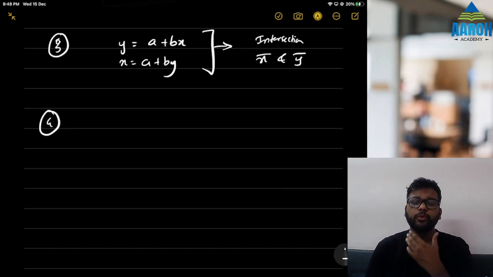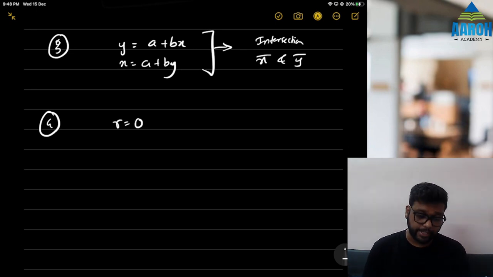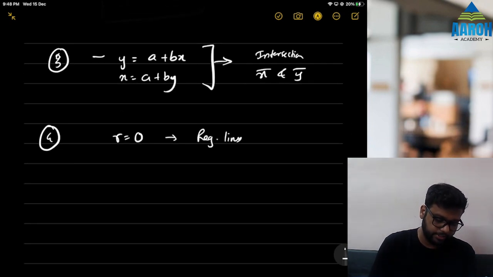Next, we have two regression lines, and let's say we have correlation coefficient. If correlation coefficient is 0, that means regression lines are, again, perpendicular. Good. This is again good for MCQ point of view. This means regression lines, that is these two lines, are perpendicular to each other.